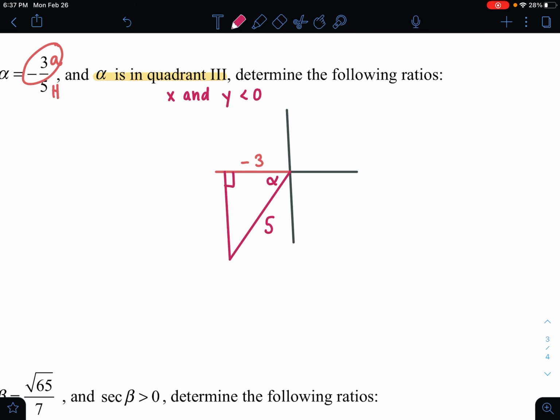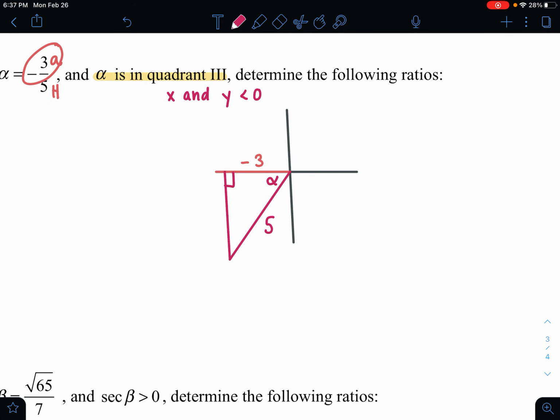So y squared plus negative 3 squared equals 5 squared. It's going to equal plus or minus 4, but in this situation, we know in quadrant 3 that y is negative. So it'll be negative 4. We can now set up our trig ratios. So secant is the reciprocal of cosine. Again, we already know that. It's negative 5 over 3.